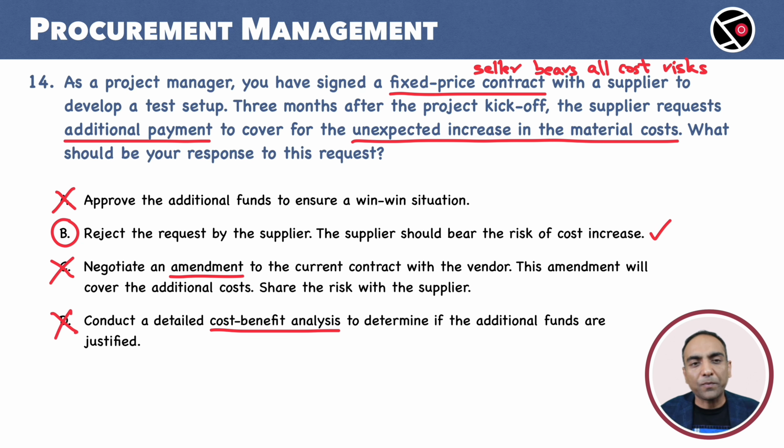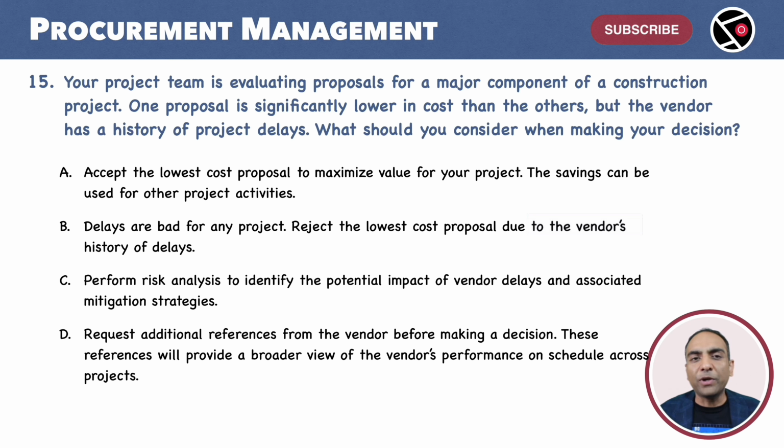Your project team is evaluating proposals for a major component of a construction project. One proposal is significantly lower in cost than the others, but the vendor has a history of project delays. What should you consider when making your decision? This is indeed a tough decision to make. The proposal is much cheaper than others, but there is a risk. The vendor has a history of delays. Let us look at our options.